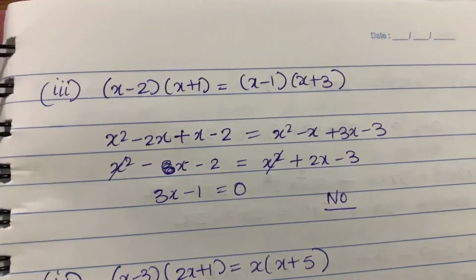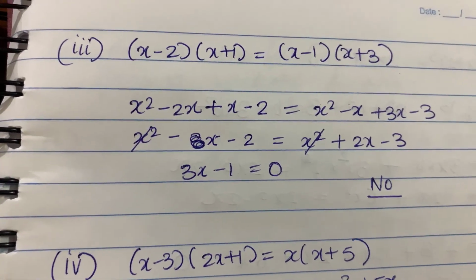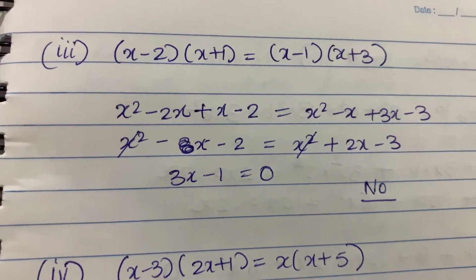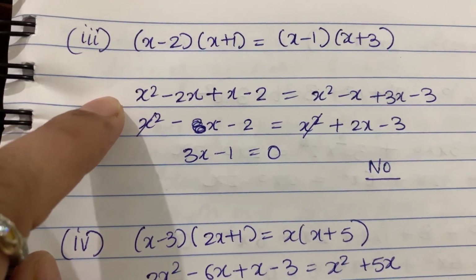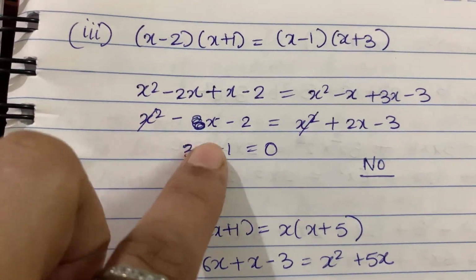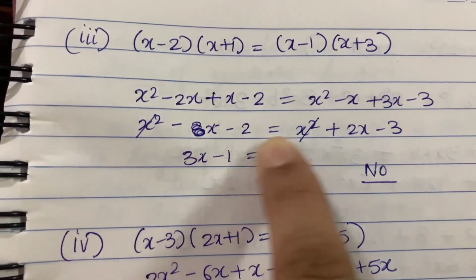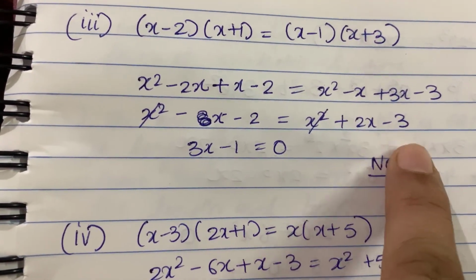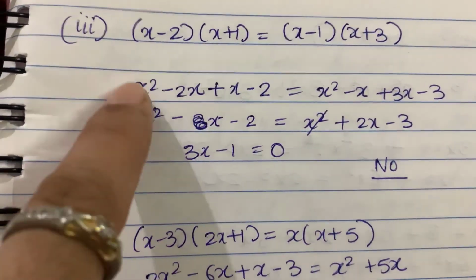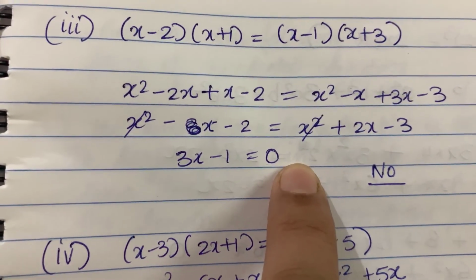So yes, it's a quadratic equation again. Then (x − 2)(x + 1) = (x − 1)(x + 3). We have to solve both the sides. When we open the bracket on the LHS, the equation will be x² − x − 2, and on the RHS, it will be x² + 2x − 3. x² and x² get cancelled. We are left with 3x − 1 = 0.